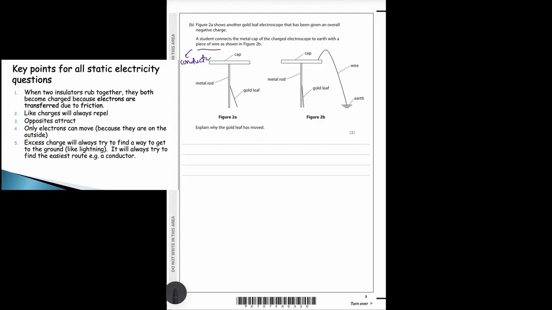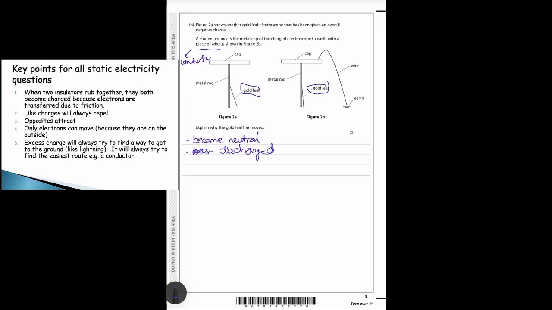And so what's going to happen in this situation? Well, first the gold leaf was up, now the gold leaf has gone down. So the fact that the gold leaf has gone down, what is the obvious thing that I can say here is that it's now become neutral, so it's become neutralised. It'll just become neutral. Why has it become neutral? Well, it must have been discharged. And why has it been discharged?